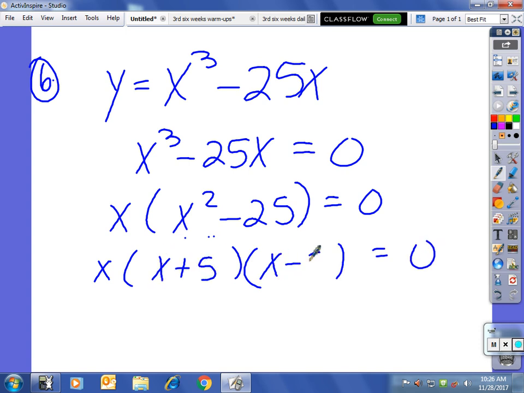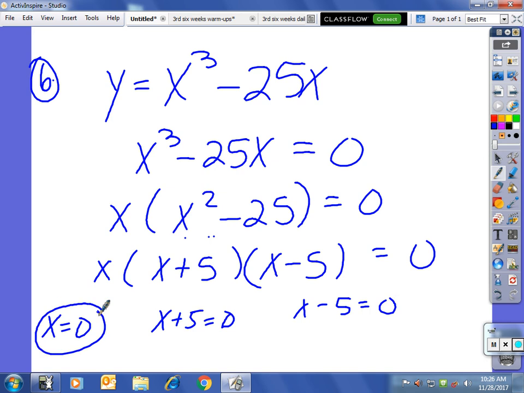x plus 5, x minus 5. So, do you see how I had 3 factors? Now I'm going to have 3 solutions. So I have to set each little factor equal to 0 and keep on solving. One of them's already solved. What's one of my solutions?